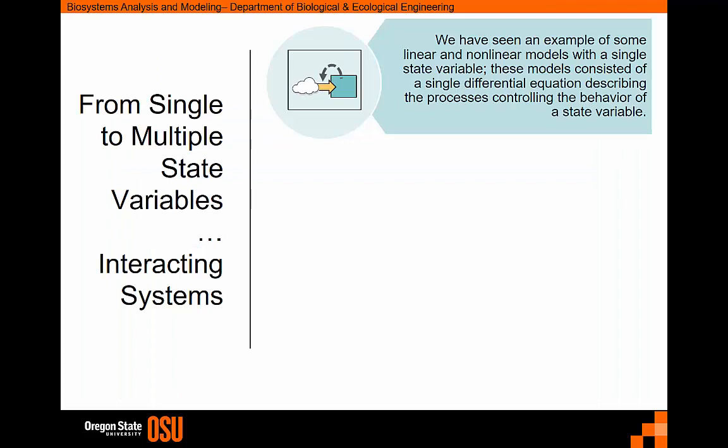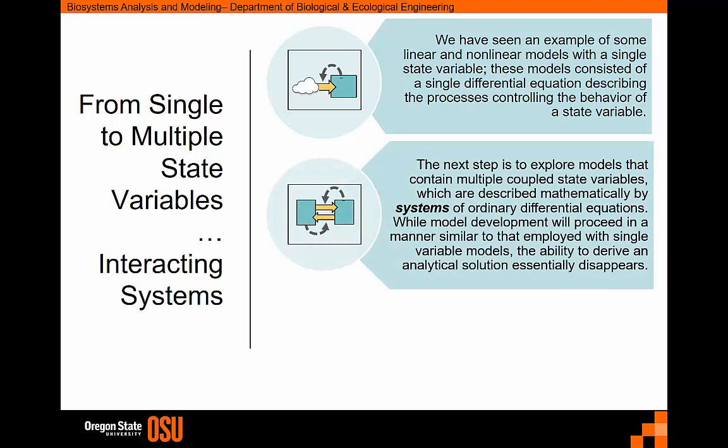In this module, we will be transitioning from models of a single state variable to models containing multiple interacting state variables and venturing into the realm of true systems modeling. The next step is to look at systems consisting of multiple coupled state variables. Because our models will have multiple state variables, they will get expressed mathematically as systems of ordinary differential equations, one for each state variable in our model.